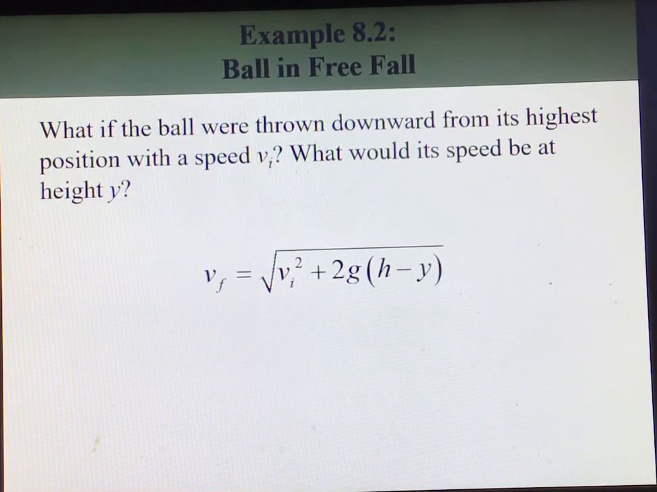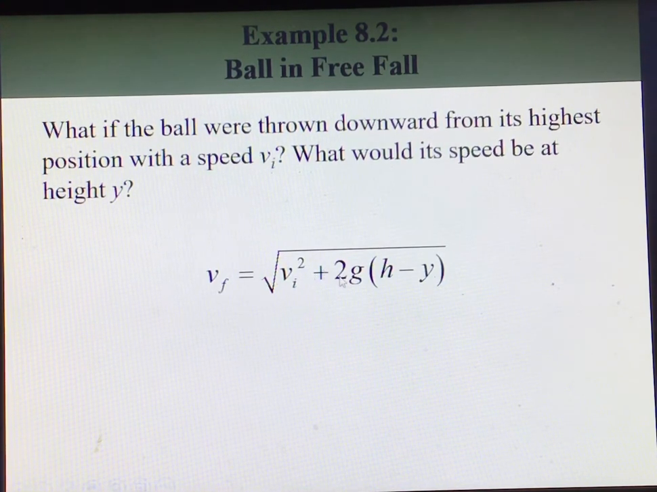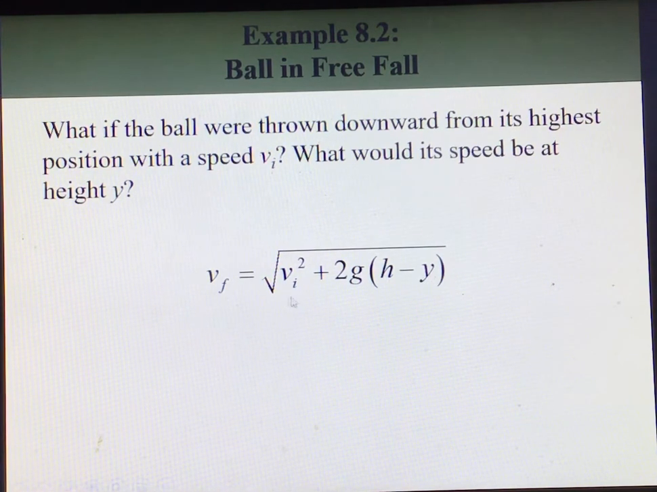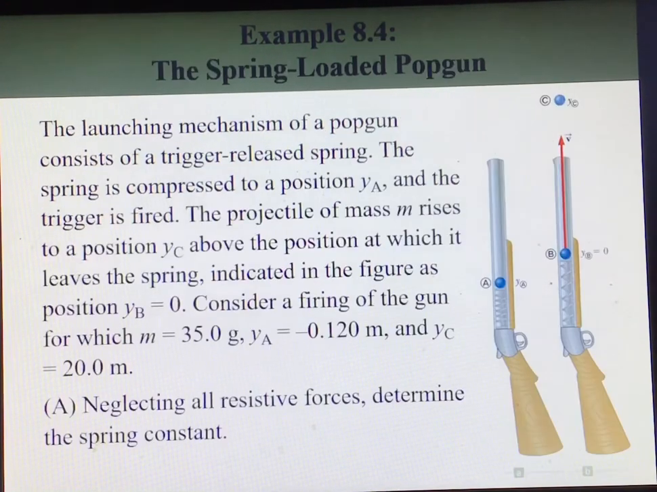Now, what if the ball is thrown downward with some initial speed vi? If we give it some initial speed vi, then by conservation of energy, we can say that v final is equal to the square root of vi squared plus 2 times gravity times the final height minus the initial height. Notice that we could solve this problem using the motion equations as well, but in this example we're using the energy equations by applying conservation of energy.